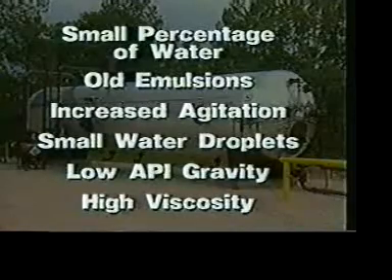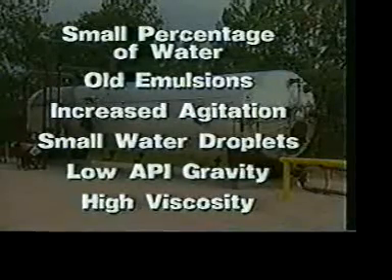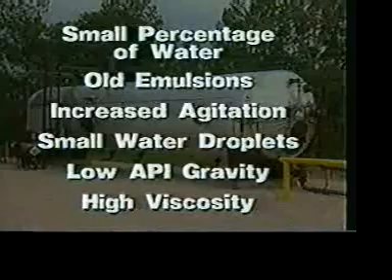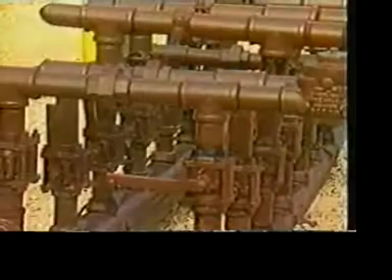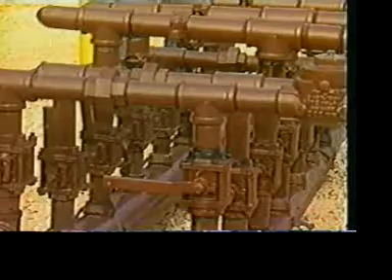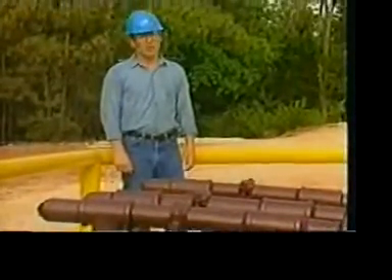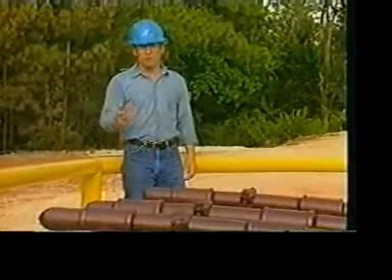Oil with a high viscosity, that is, a high resistance to flow, tends to keep water droplets in suspension, making it harder to break the emulsion. Pipeline companies pay for oil and gas, not water. So water must be removed before delivering it to the pipeline. And in most cases, that means some form of treatment.